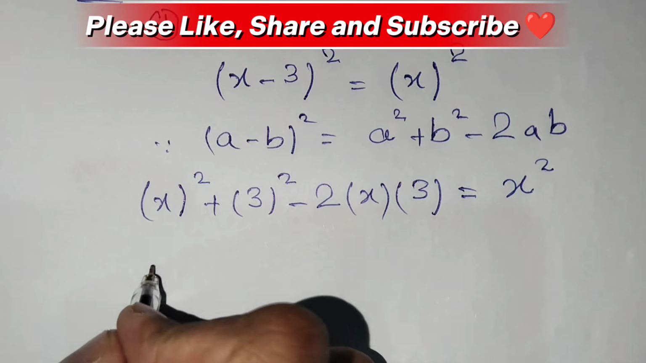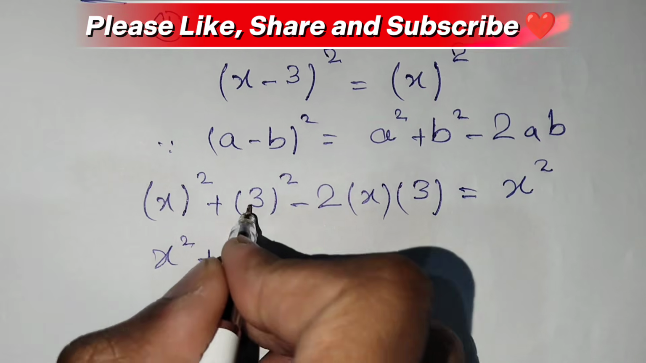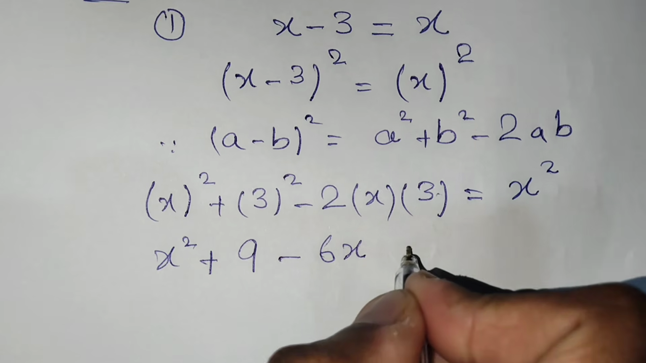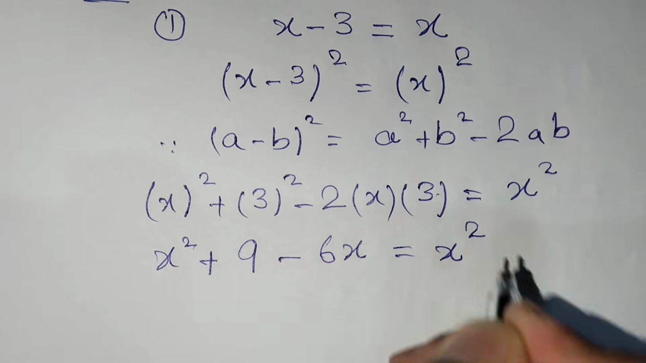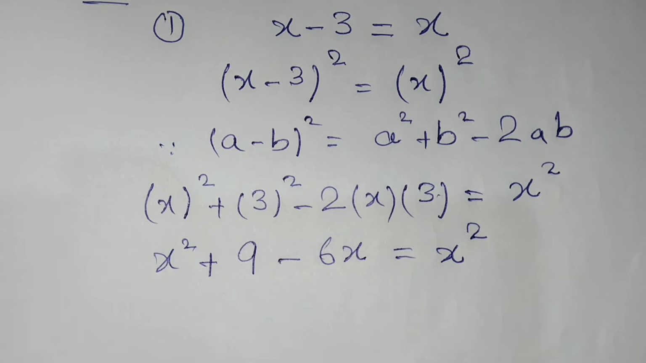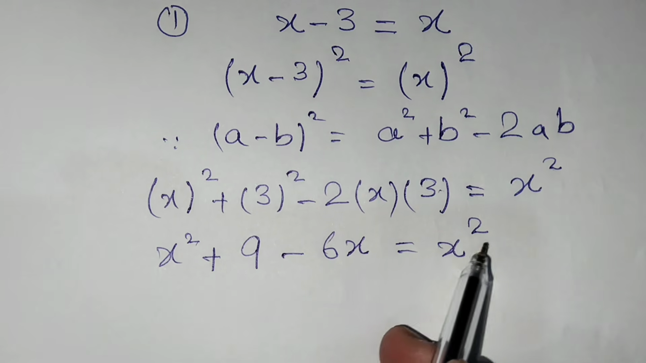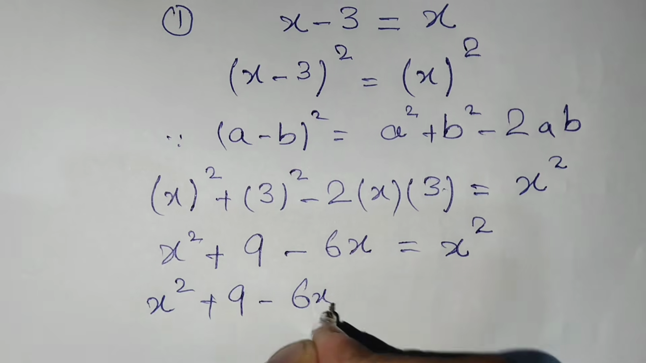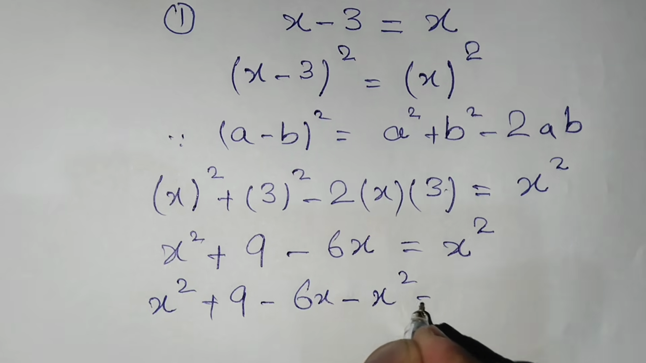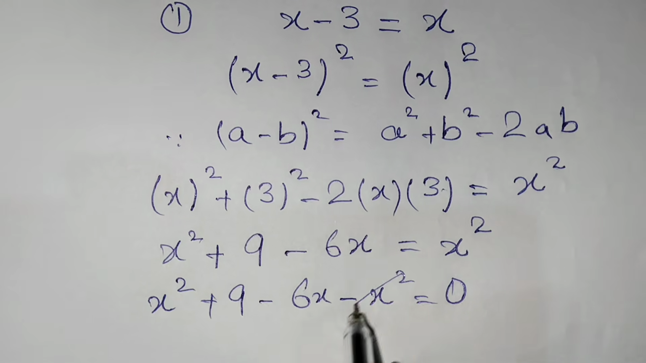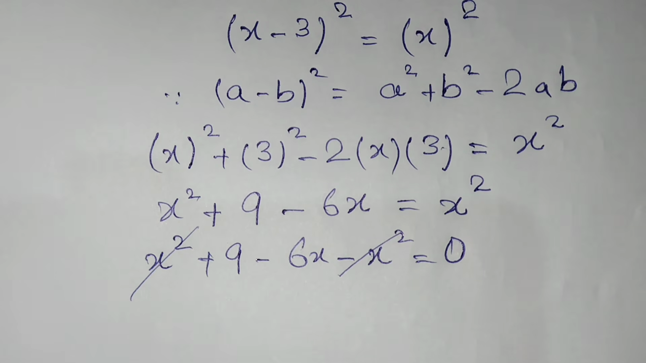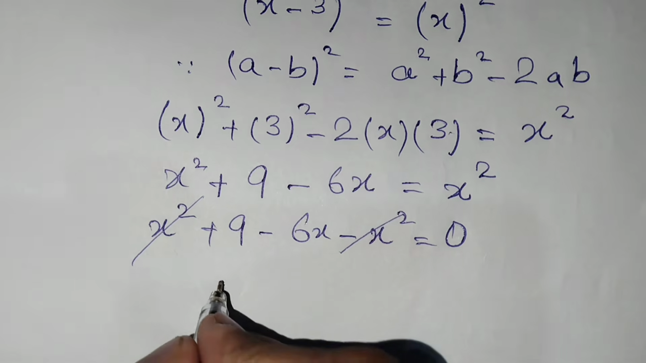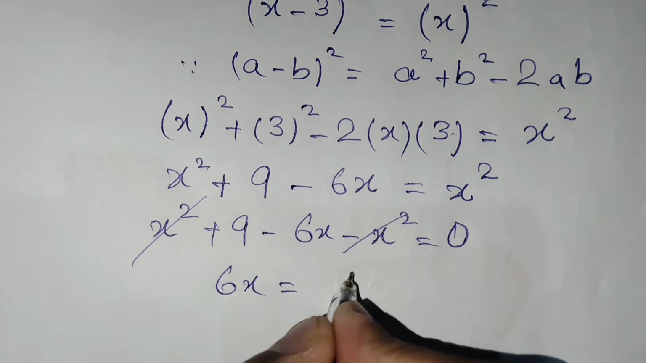Now this is x squared plus 3 squared is 9 minus 2 into 3 is 6x, is equal to x squared. We will subtract x squared on both sides. x squared plus 9 minus 6x minus x squared is equal to 0. x squared cancels with x squared. We will add 6x on both sides. We get 6x equals 9.